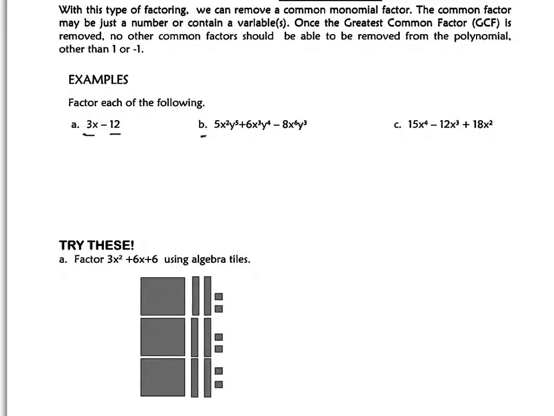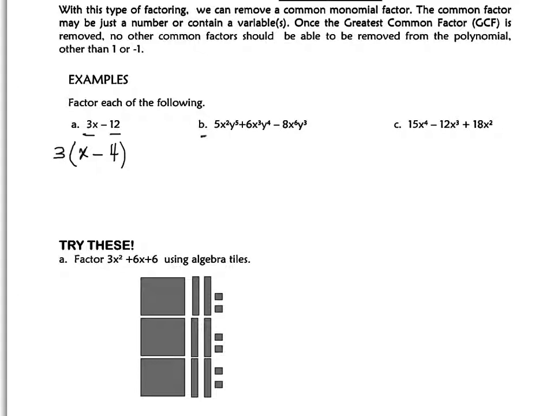Both of those are divisible by 3. So 3 would be our biggest factor that goes into 3 and 12. They don't both have a variable, so we have to leave the x inside. So the 3 would come out, and the first term, if you divide out the 3, you'd be left with x. And the second term, if you divide out the 3, you'd be left with 4.